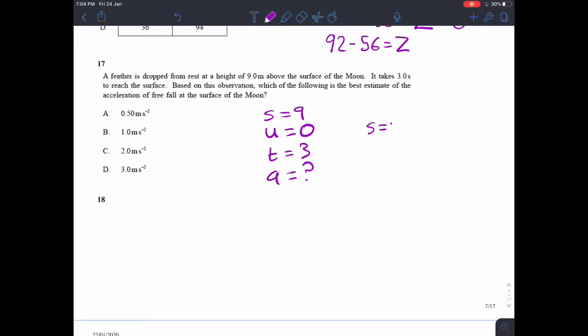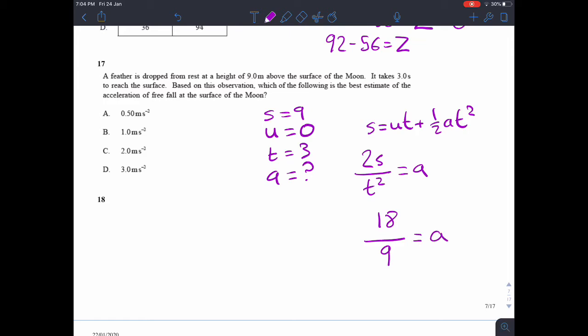So s equals ut plus a half at squared is the equation with all those values in. u is 0, so 2s divided by t squared equals a. So that's 2 times s, which is 18, divided by 3 squared, which is 9, equals a. And that gives us an acceleration of 2 meters per second squared.